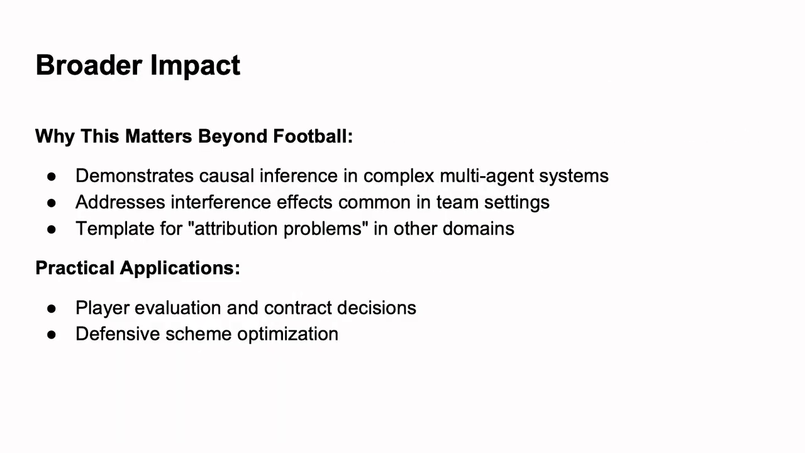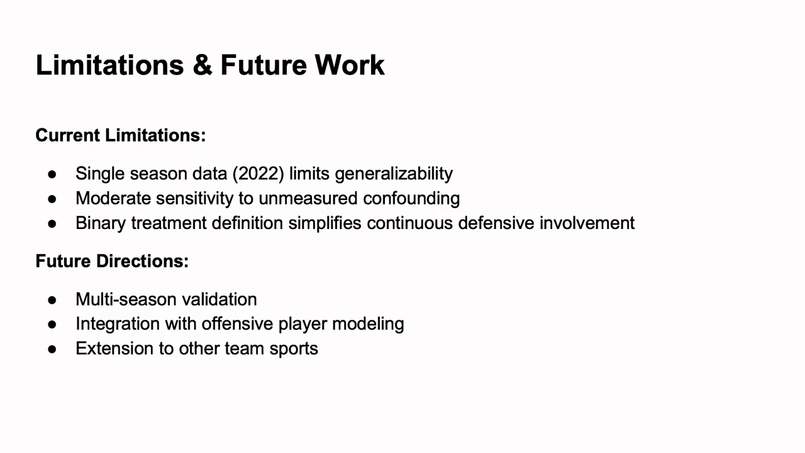Some broader impact: why is this important beyond football? This demonstrates how we can apply causal inference in complex multi-agent settings. This addresses interference effects that are common in team sports. This is a strong template for attribution problems in other domains, and practically, we can help evaluate players in terms of contract decisions as well as defensive scheme optimization.